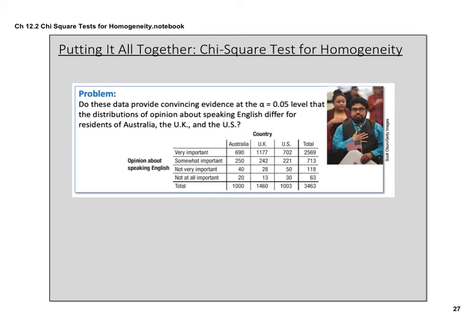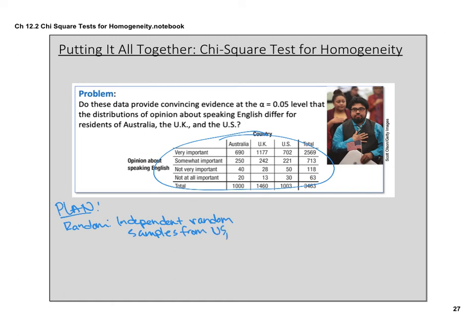Plan. There's a lot going on in the plan part because you need to list the conditions, but you're also going to have to put in the table of expected counts. But I'm going to tell you how to make your life easy. So gear up. Get ready for that. Okay, so first of all, random. Okay, these were independent random samples. Notice the word independent. That's important. Independent random samples from US, Australia, and UK. Okay, check.